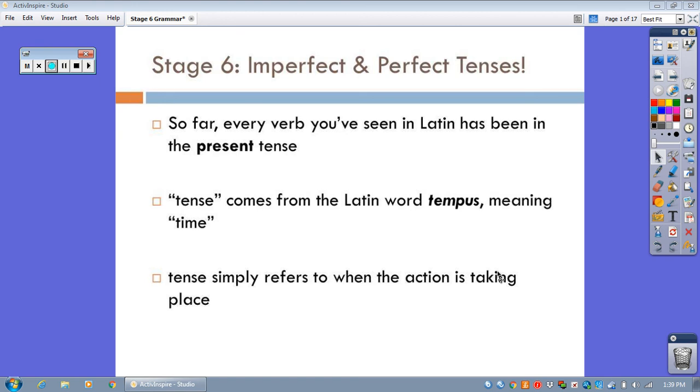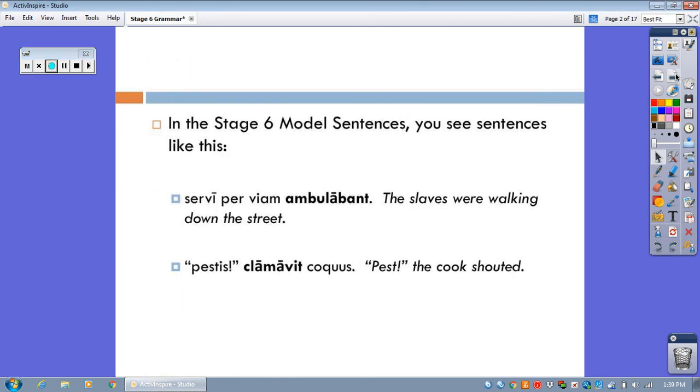That word tense, by the way, comes from the Latin word tempus, meaning time, as in tempus fugit, time flies. And when you think about it, a verb's tense is simply when the action is taking place. Okay, now in stage 6, though, we're going to complicate things. You're going to see verbs that are not in the present tense.